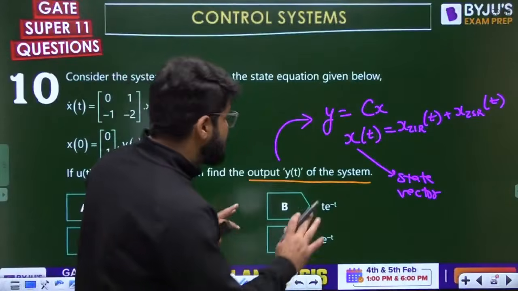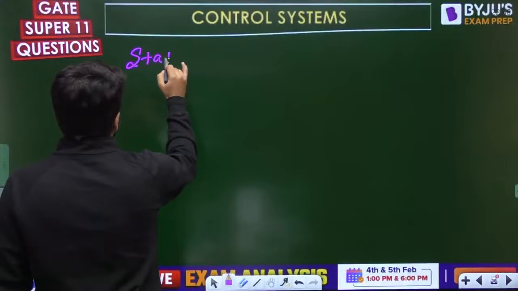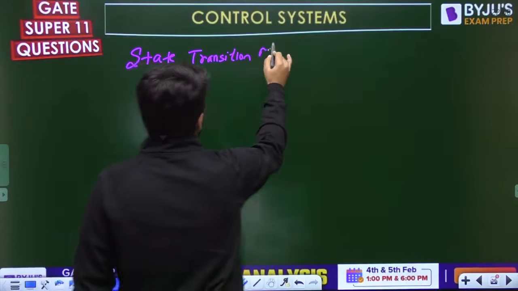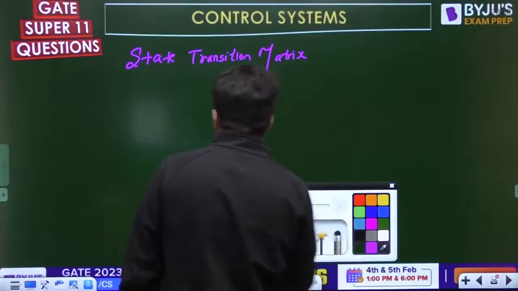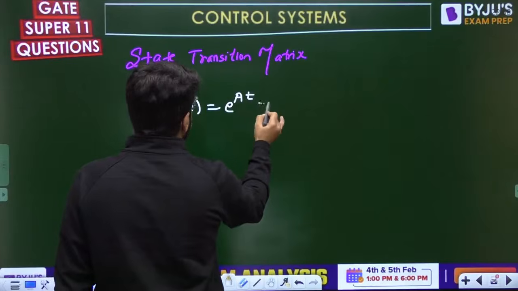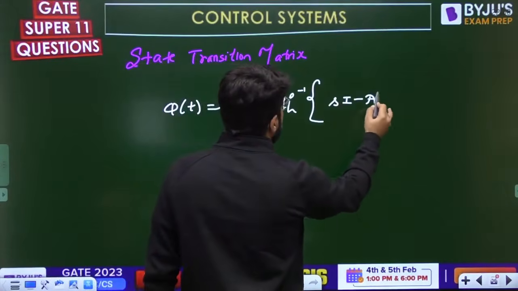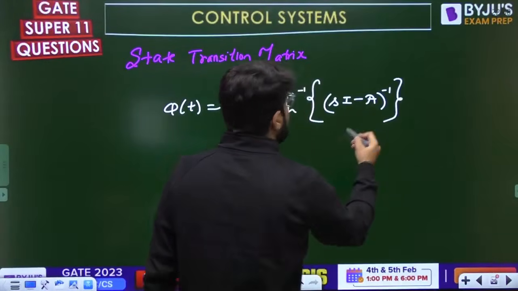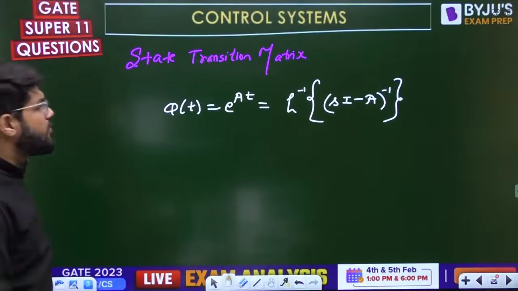Now, before I do anything for ZIR and ZSR, I have to calculate the state transition matrix. That is going to be required in both, so multiple formulas will be revised in this question. Let us calculate the state transition matrix, which we normally call phi t, which is known as e raised to the power At, and this is calculated as the inverse Laplace of (sI minus A) whole inverse.